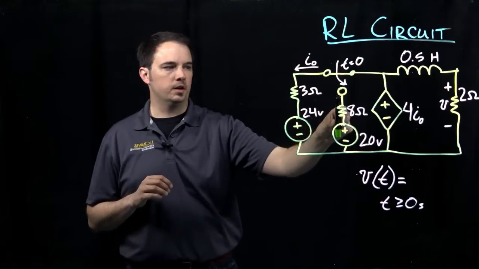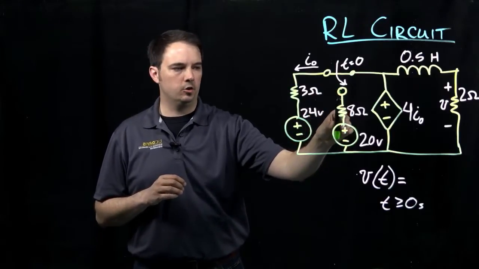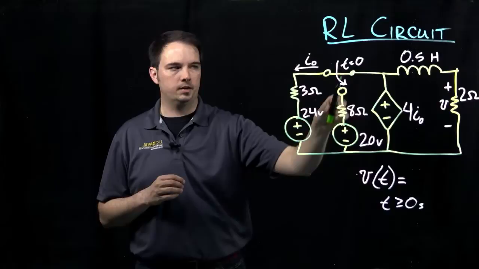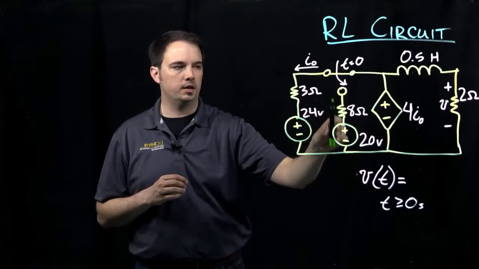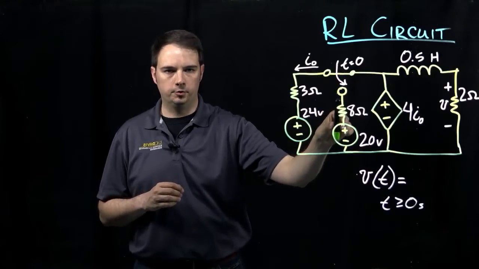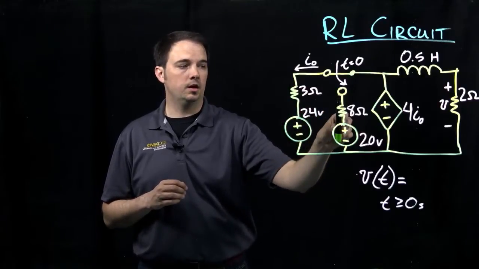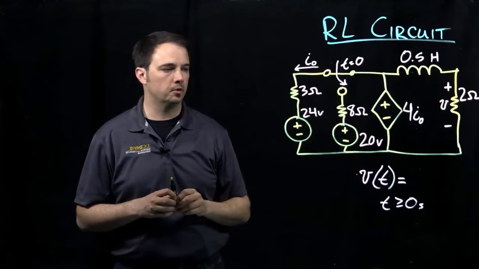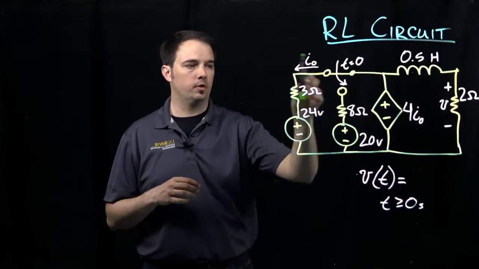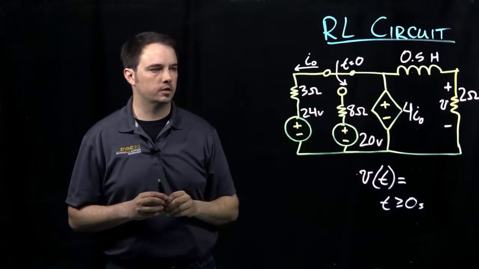Notice that this branch with the 8 ohm resistor and the 20 volt source is not connected to the circuit on both sides. Therefore, there can't be any current flow through this branch. So for the sake of establishing our initial conditions, these two elements will not come into play at all because they have no impact on any voltage or current in the rest of the circuit.